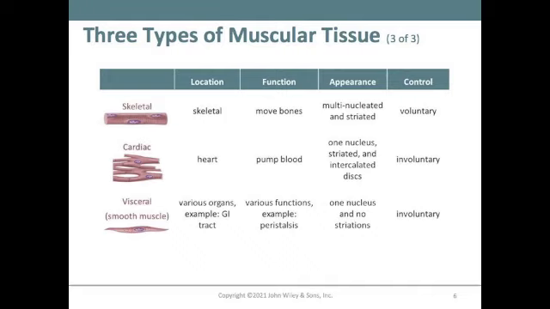And then finally, the visceral or the smooth muscle, which we find in our gastrointestinal tract. When we eat, it helps us to move our food through our digestive system. They have one nucleus and no striations. And of course, they're also involuntary. In other words, once I eat something, I have no control over my smooth muscle contracting.